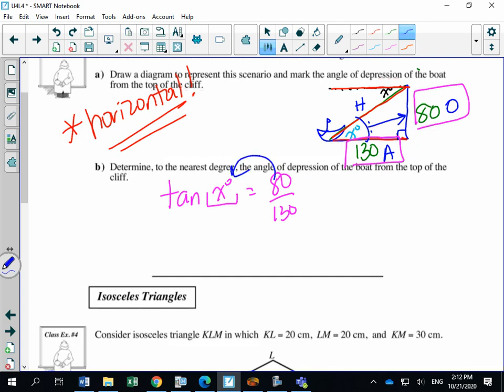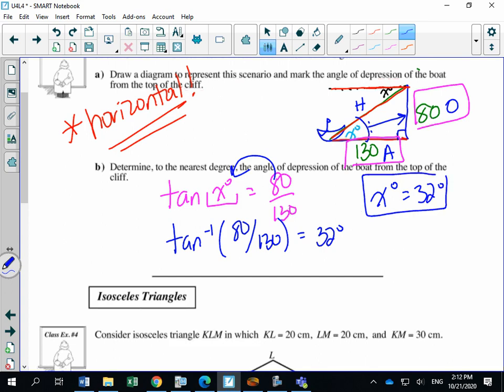This would be a 3-mark question. Actually, for B would be 3 marks. This picture would be 3 marks as well. The inverse tan of 80 over 130 is equal to... To the nearest degree, what did you get, Alexa? 32 degrees. So angle X is equal to 32 degrees.